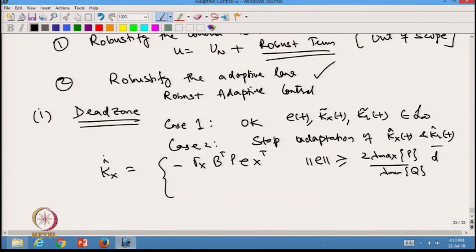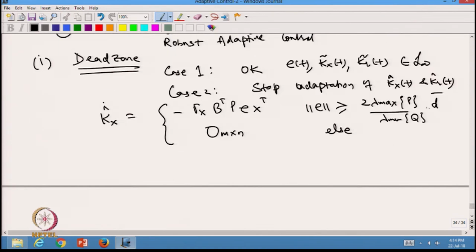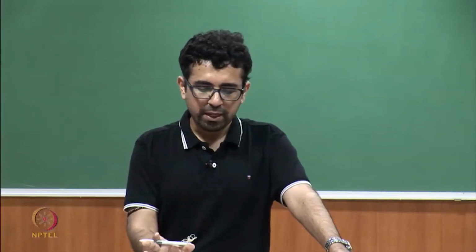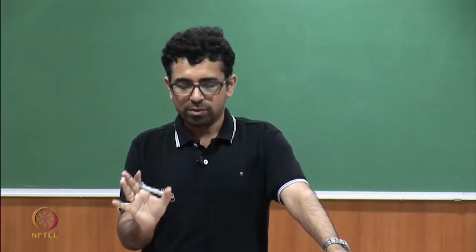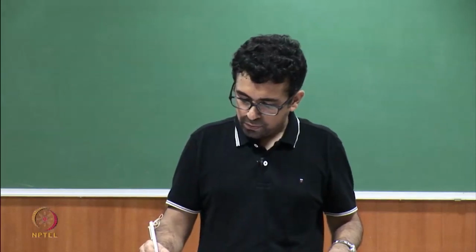Okay, so, this was else, we say that kx hat dot is in fact 0, and kx hat is a matrix, an m cross n matrix. So, we just use those dimensions here. If the tracking error is larger than the dead zone that we have used here, then we follow the classical adaptive law, and when the tracking error falls below that value, then we say that kx hat dot is equal to 0. Okay. And similarly, we do it for kr hat dot.